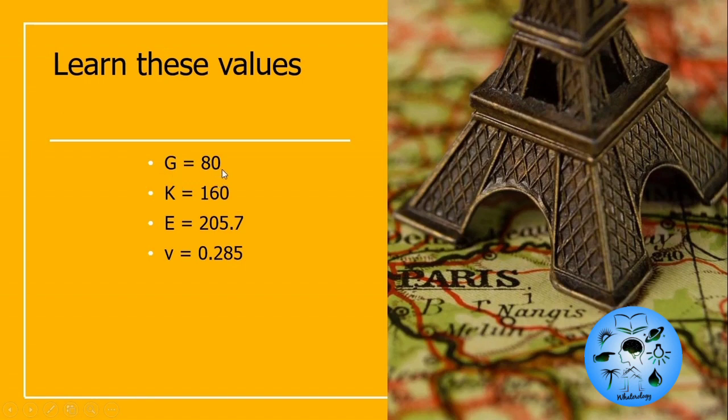G we have to take 80, K we have to take 160, E we have to take 205.7 and nu we have to take 0.285. Make a note and keep revising it, and within 1 or 2 days you will remember these values. Now once you have remembered these values, I will tell you how to use them.